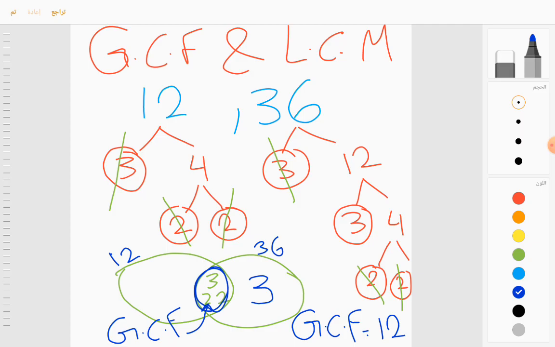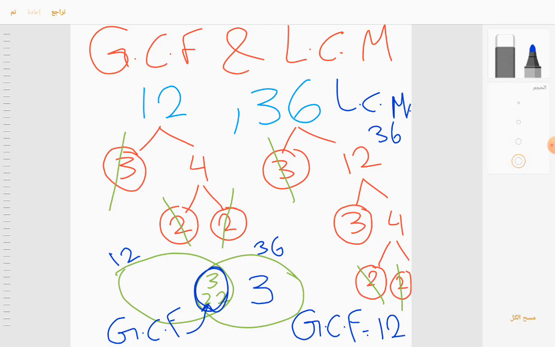What about the lowest common multiple, the LCM? I combine all the numbers. I multiply all the numbers together. So the LCM is going to be 3 multiplied by 3 multiplied by 2 multiplied by 2. 3 multiplied by 3 is 9. 9 multiplied by 2 is 18. And then 18 multiplied by 2 is 36. So the LCM is 36.